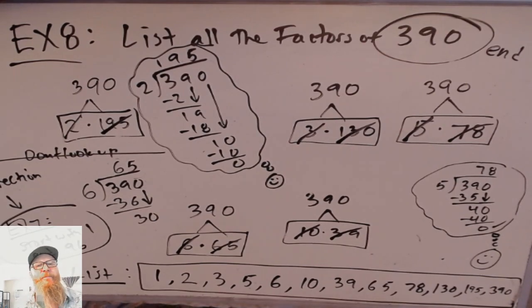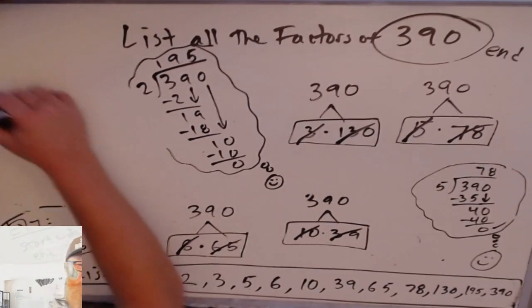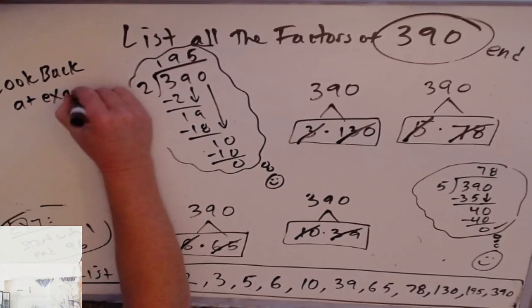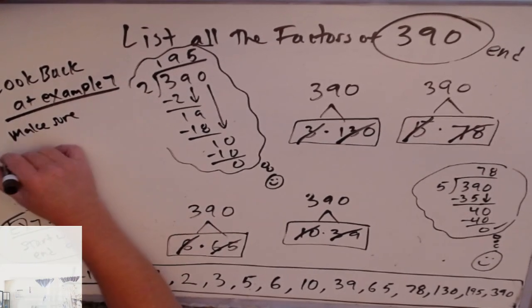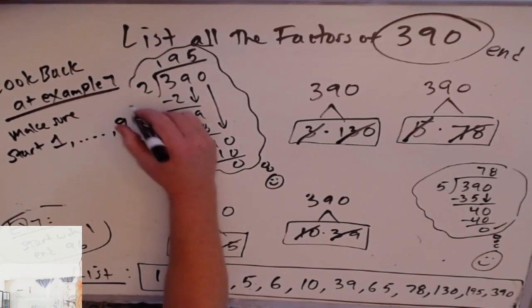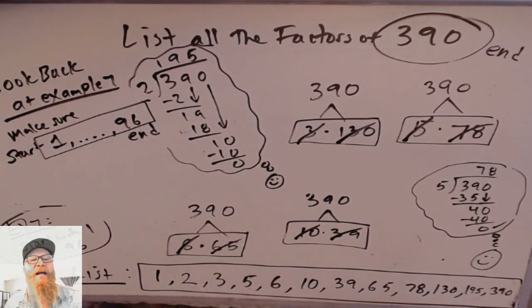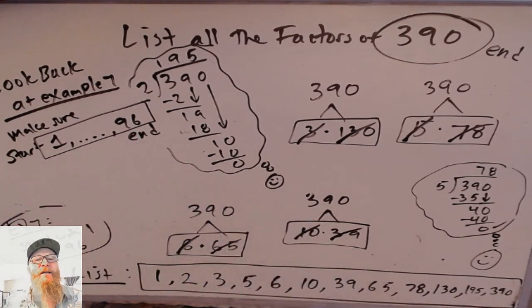Okay. And then again, look back at example 7. Make sure to start with 1 and end with 96. I think I did that, but I might have started with 2. I might have forgotten the 1 and the 96. I don't know. I'm not going to rewind the tape right now. I'm trying to get this done.